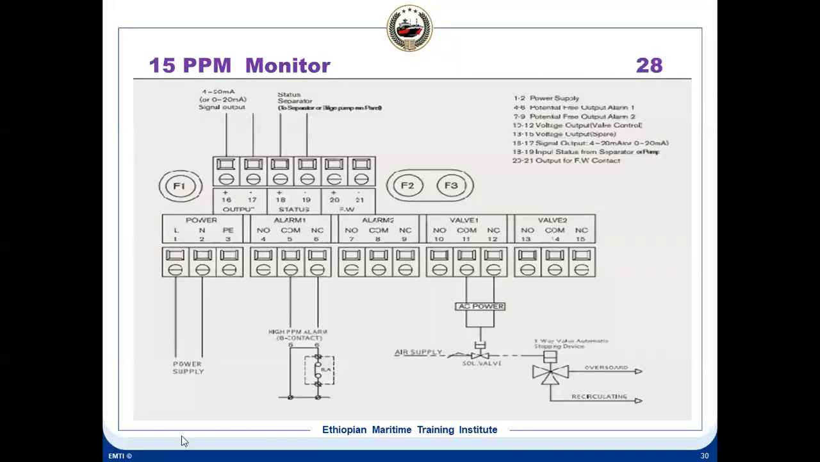So here you can see this is inside the 15 ppm monitor. Here you can see, whenever this alarm activates, the 15 ppm alarm, high ppm alarm, this one will activate. This is the power supply. Here you'll find this is a solenoid valve, three-way solenoid valve. This is a three-way solenoid valve. And this will go either lower than 15 ppm overboard, otherwise recirculation.